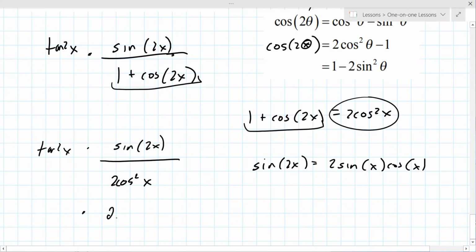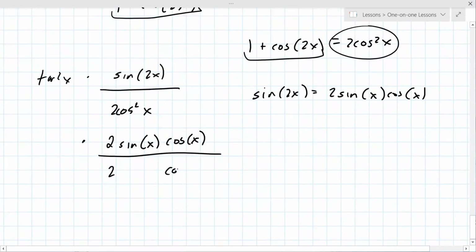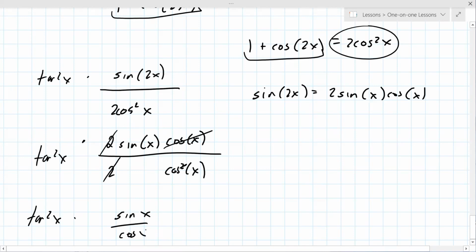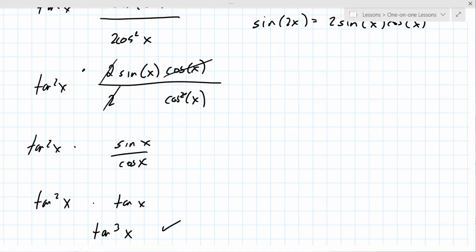So this top becomes 2 sine x cosine x over 2 cosine squared x. You'll see that the 2's cancel, that tangent squared comes down, and this cosine cancels with one of those. So we have tangent squared x times sine x over cosine x. And what is sine x over cosine x? It's tangent. That gets you down to tangent cubed x, and that's what you were looking for here.